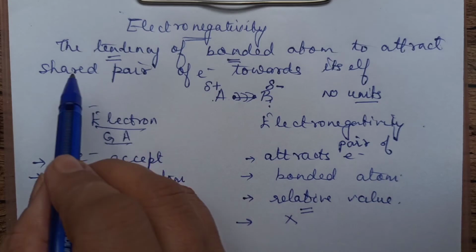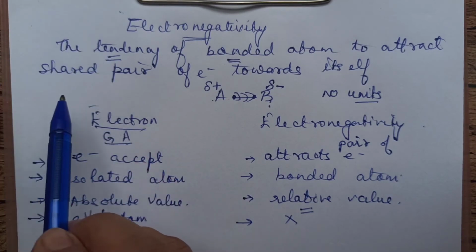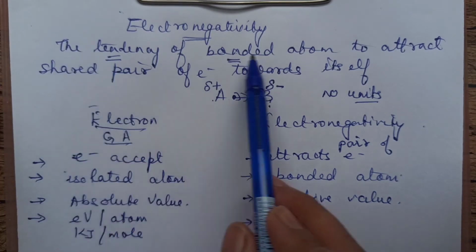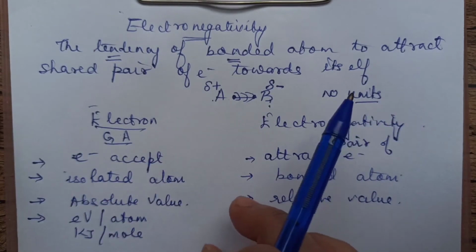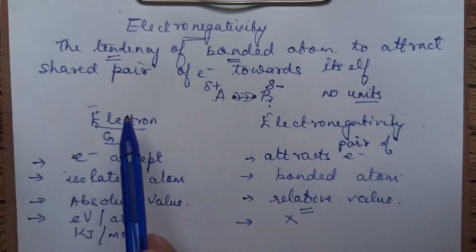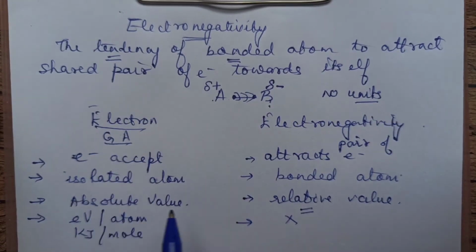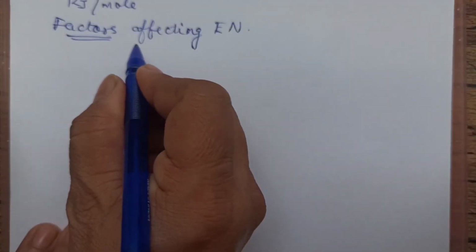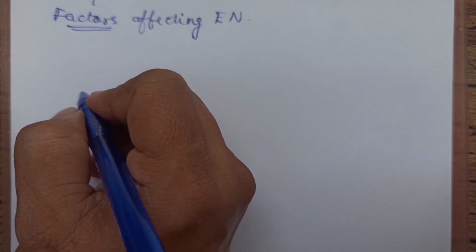Okay, so first, children, please prepare notes. As I am telling, first you will write definition, pause in between and write the notes, and then you will write the differences between electron gain enthalpy and electronegativity. Now let's see what factors affect electronegativity, right?